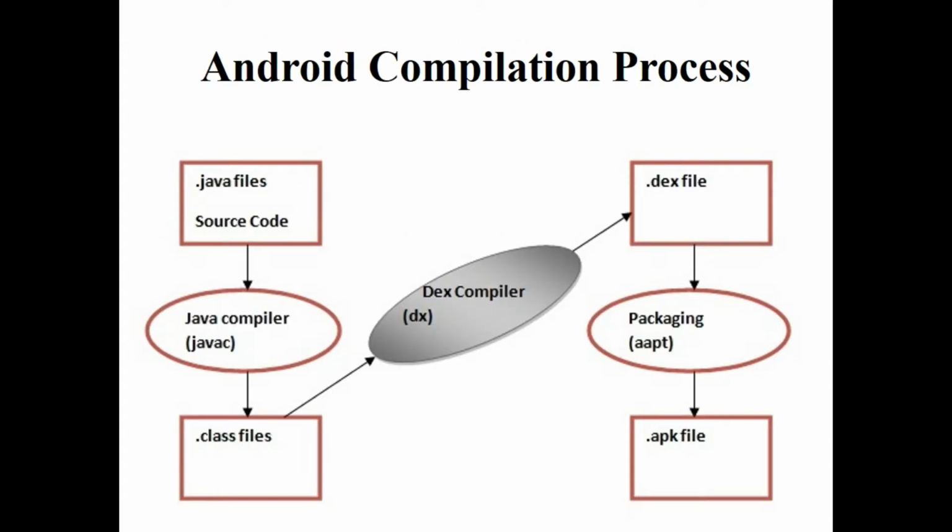So this is the compilation process of an Android program. We have Java source code, then we compile it with javac and it converts into a class file. Now by using the dex compiler, dx, we convert this class into a dex file. Then we use AAPT, the Android Asset Packaging Tool, which converts the dex file into an APK file. So the outcome of the programming is the APK, the final installation file which is installed on Android.